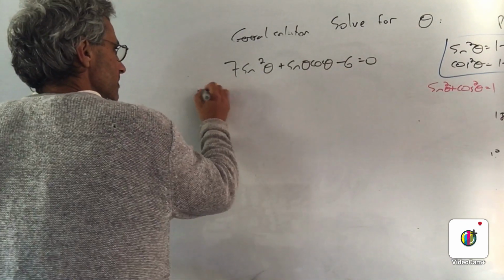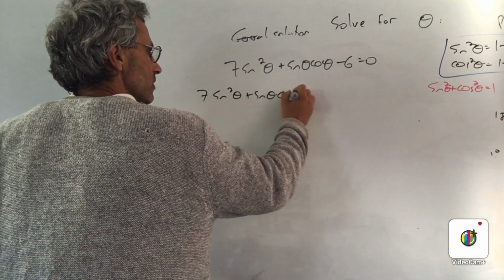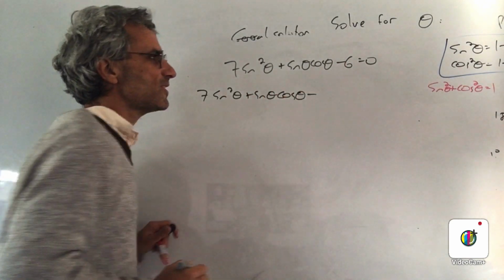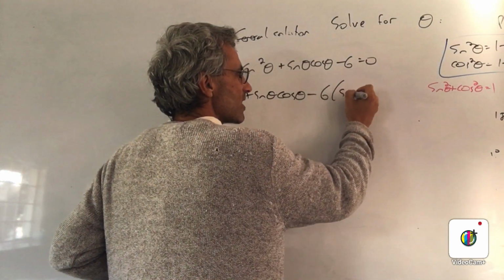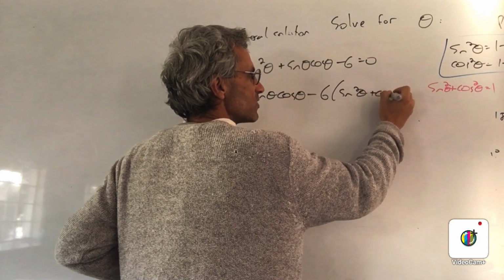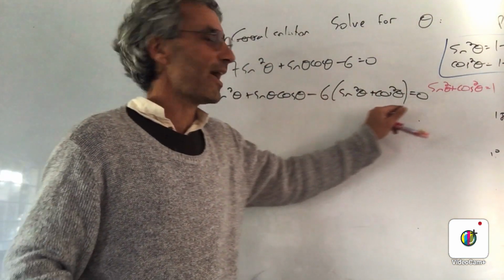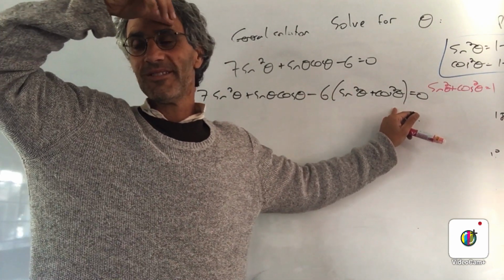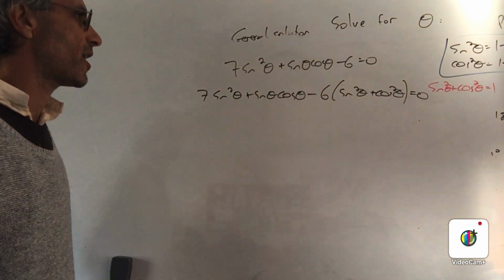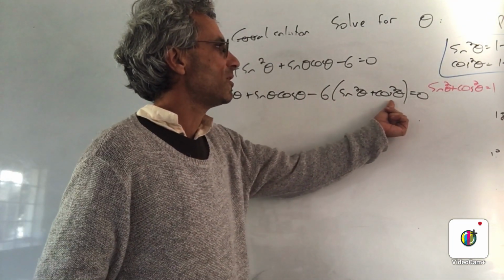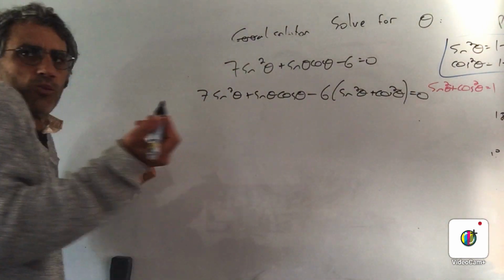Okay? Let's see. I'm going to leave this like that. And instead of 6, I'm going to write 6 times sine squared theta plus cosine squared theta. Because what is that? It's just 1. Okay? Let me just pause here. I know it looks very strange right now, but hopefully you all agree that I'm allowed to do this because this is just 1. Okay, now we're opening up. Okay, the question, why is this useful?